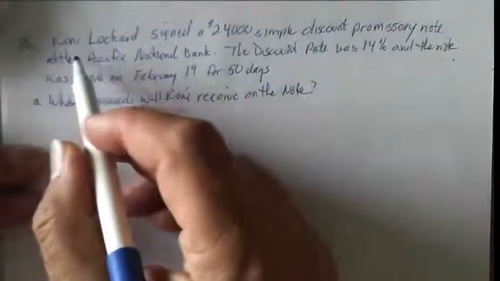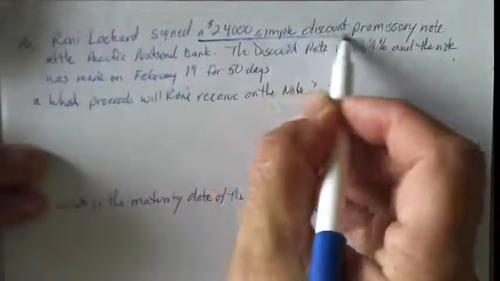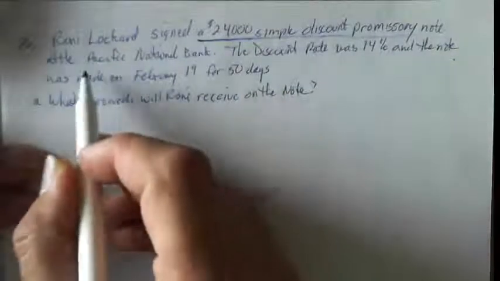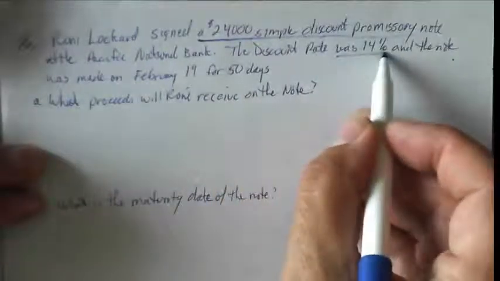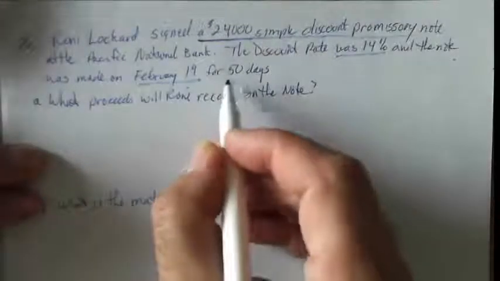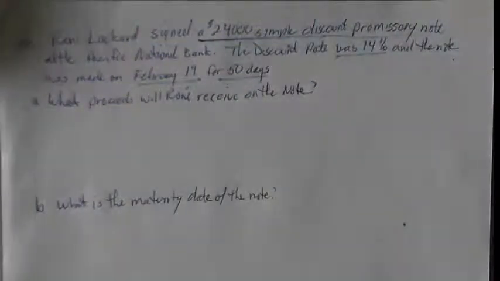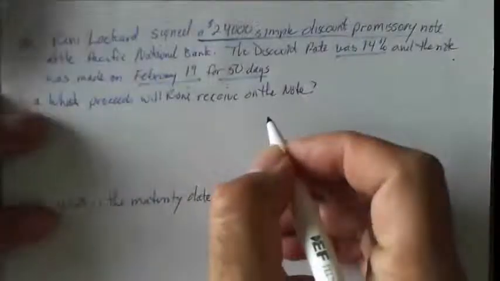So when we're looking at 26, Ronnie Lockwood signed a $2,400 simple discount promissory note to the bank. Discount rate was 14%, and it was made on February 19th for 50 days. So those are the key relevant pieces of information in the problem. So let's look at the question number 1. What proceeds will he receive on the note?